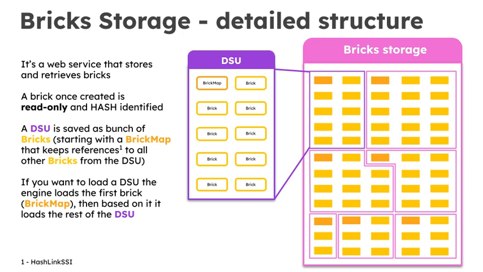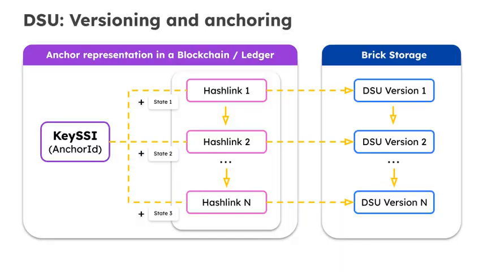In this system, a DSU is saved as a collection of bricks. This saving process begins with a brick map, which acts as a reference point, linking to all other bricks that comprise the DSU. When there's a need to load a DSU, the OpenDSU SDK initially loads the first brick, the brick map. Then, when a file is required, it proceeds to load the rest of the bricks that make up the DSU based on the information in the brick map.